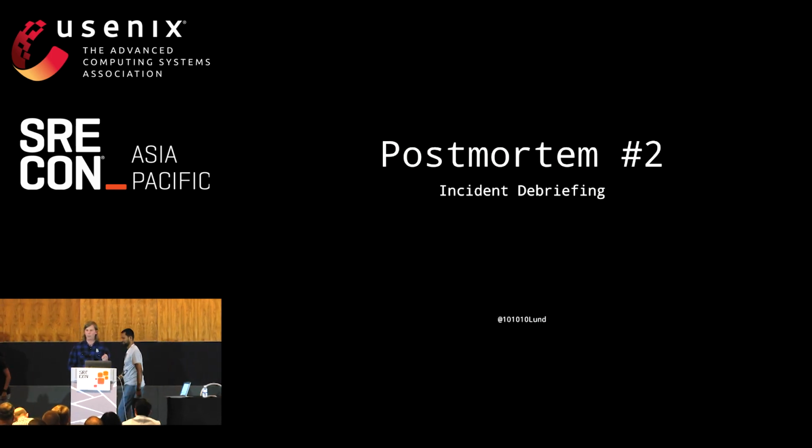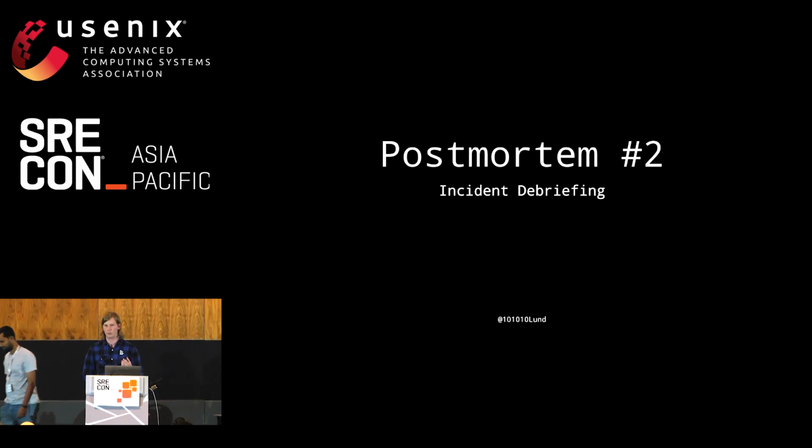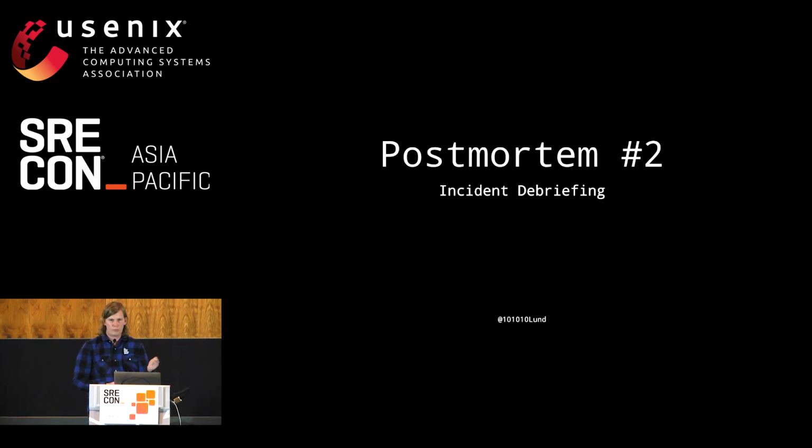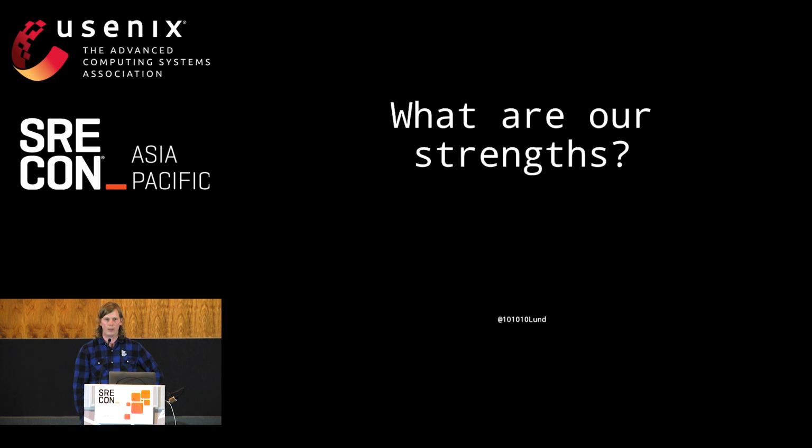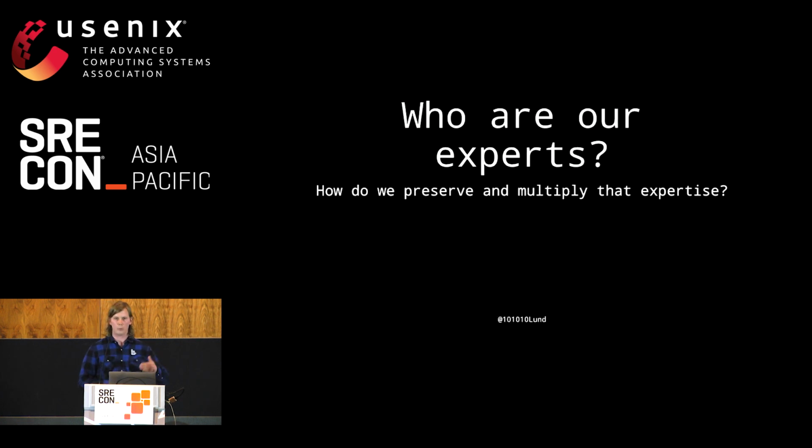So some of the things we can think about in postmortem meetings, rather than just how do we try to prevent this next time, is what are our system's weaknesses? What are the vulnerabilities? What are our strengths? Regina, for example, is a really smart engineer. How can we transfer that expertise to other members on the team or make her life easier so that she can better facilitate for us? Who are our experts and how do we preserve and multiply that expertise?